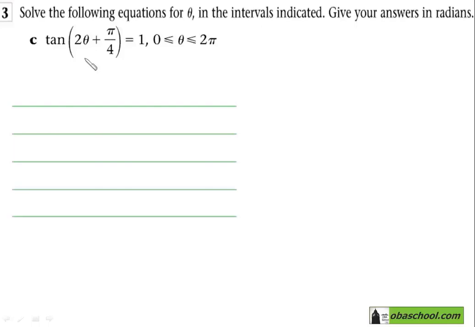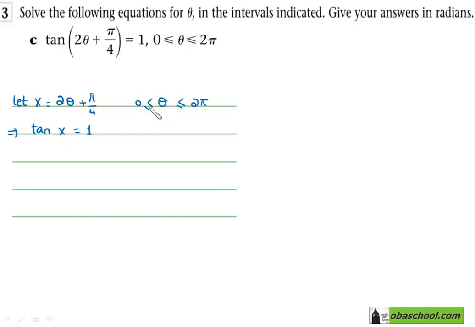First, we need to define the variable x. So let x = 2θ + π/4, where θ is between 0 and 2π. This implies that tan x is equal to 1.